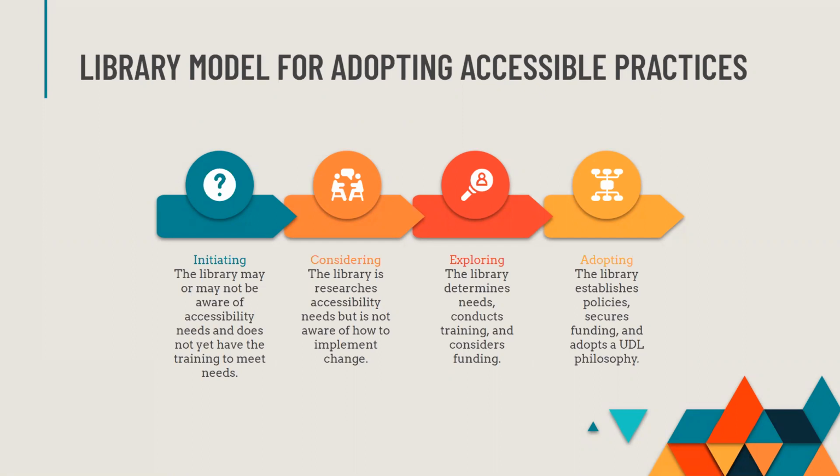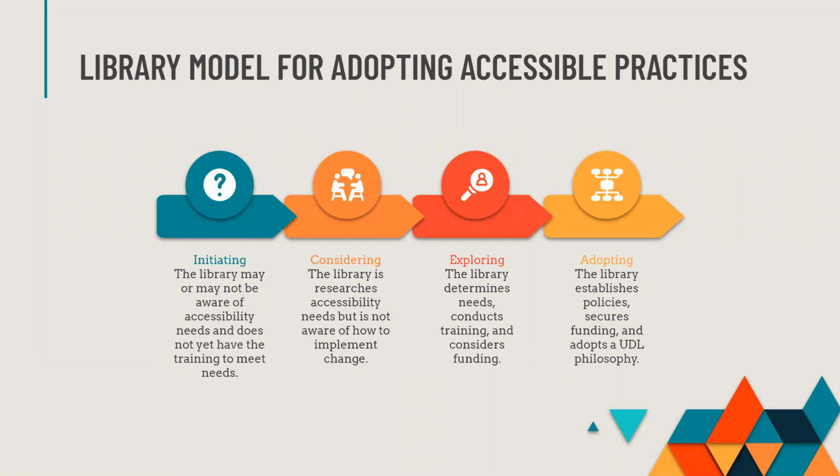So initiating is a phase where the library as a whole may not all be aware of accessibility needs and doesn't yet have the training to meet those needs. And that's the first step. So that part is great. If you're aware, maybe just considering that awareness, moving into considering. That's where we want to be. And that's where the library is actively researching accessibility needs, but is not aware of how to yet implement that as a change. So that may be when you found there's expertise, people have attended numerous trainings, they're talking about it amongst themselves or in groups or in pairs. People are starting to have better and more conversations about how to apply these techniques. That's considering.